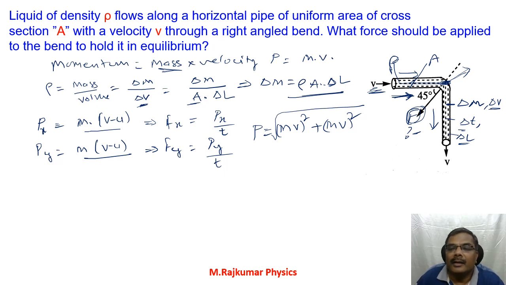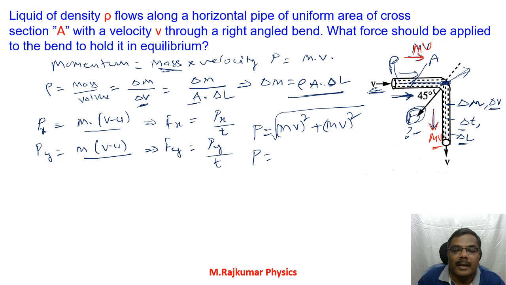So here in this x direction, what is the momentum of the liquid? mv. What is the momentum along this y-axis? That also will be mv, because it's flowing at the same velocity here. Only the direction changes. So the resultant will be the root of (mv) whole square plus (mv) whole square. So that's your resultant momentum.